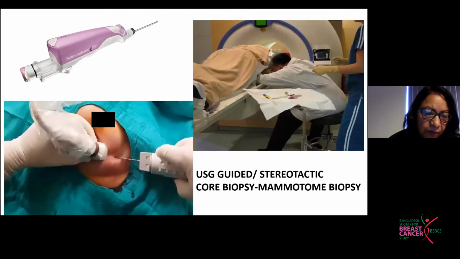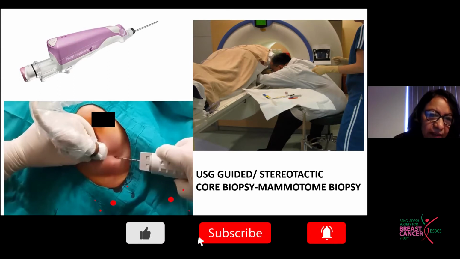Now, as we know, already Dr. Rupa has mentioned about core biopsy. I'll not go into much detail. We know that it is usually taken under ultrasound guidance, which has traditionally been the first choice. However, stereotactic core biopsy is more effective to avoid the underestimation of a sinister lesion and also for accurate sampling. So we can do it under MRI guidance or with assistance of a vacuum-assisted technique, which is called a mammotome biopsy machine.